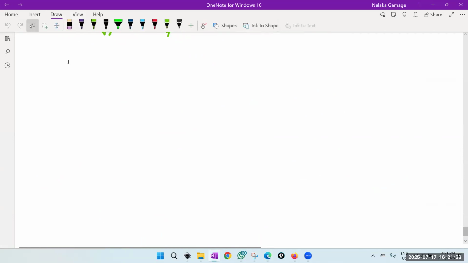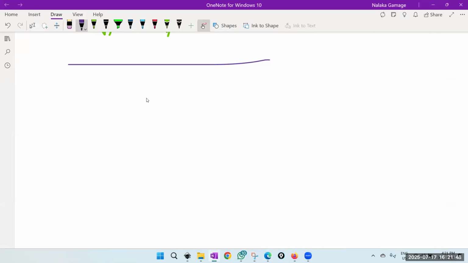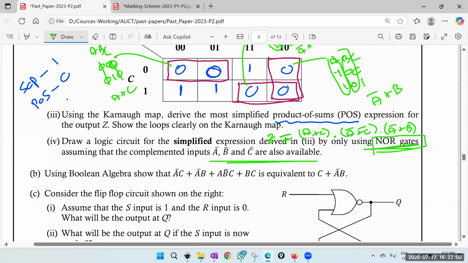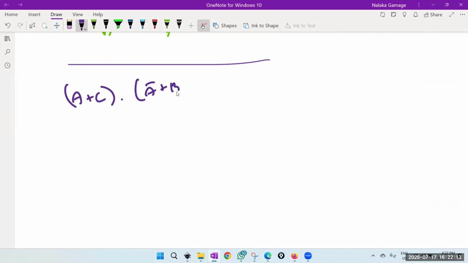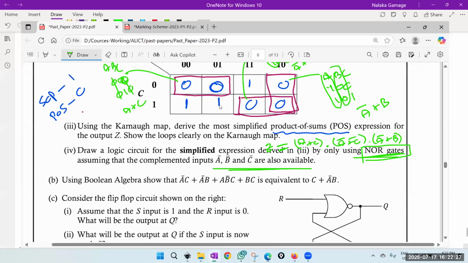Right. So the expression we got is A plus C, then we have A bar plus B. Then another one, I just took the easier one to the middle, is A bar plus C bar.